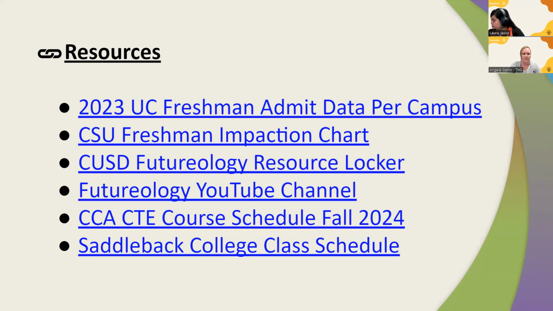But if you're looking for some good data to look at for UC Freshman Admit per campus, you can get an idea with that link. The Cal State Freshman Impaction Chart shows you which CSUs are impacted by which major as well. We have our Futureology resource locker, which has all of our YouTube channel content in there as well, and this will be recorded and put up there in a day or two. CCA course schedule for fall 2024. And we also attach the Saddleback College class schedule for you.